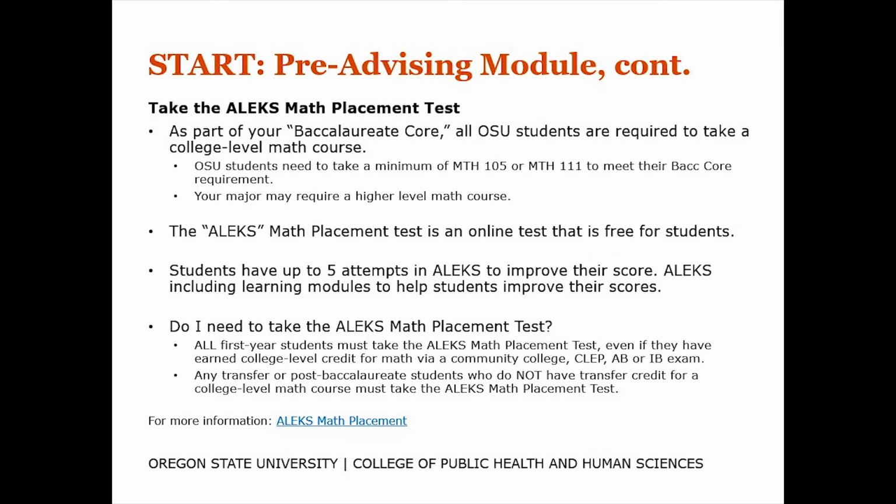Another part of the pre-advising module is for you to take the ALEKS math placement test. As part of your baccalaureate core, you need to take a college level math course. OSU's baccalaureate core is our general education requirements. And so all OSU students need to take a minimum of Math 105 or Math 111 to meet this baccalaureate core requirement. Depending on your major, you may be required to take a higher level math course. We do have a slide later that we're not going over tonight that has more information about which math class you need for which major.